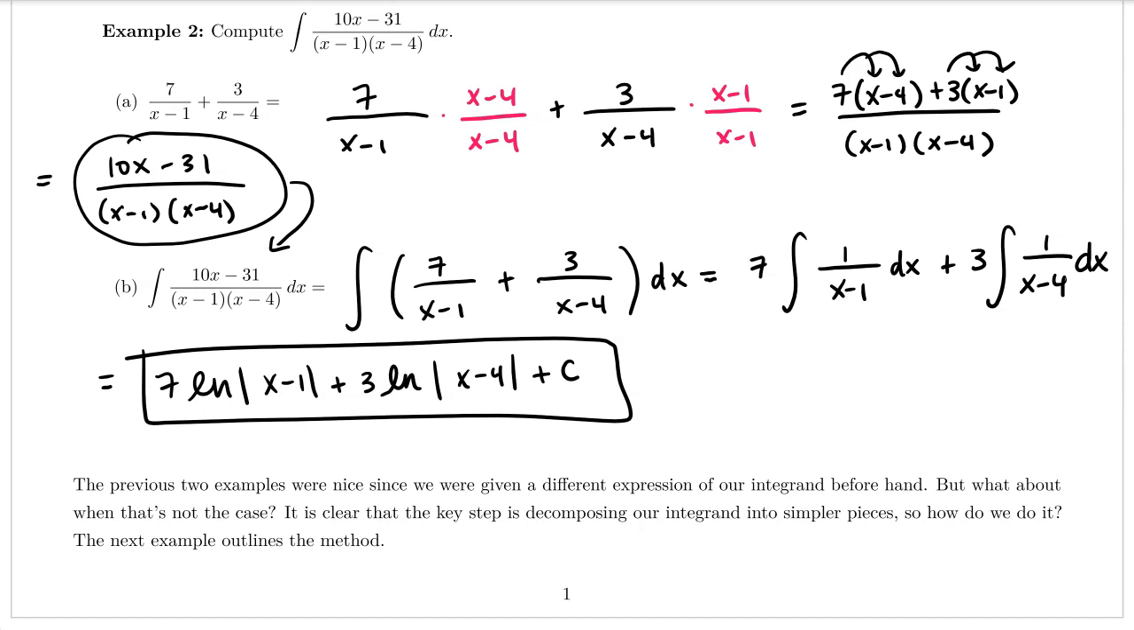The previous two examples were nice since we were given a different expression of our integrand beforehand. But what about when that's not the case and we're not given what our integrand breaks up into beforehand? It's clear that the key step is decomposing our integrand into simpler pieces. So how do we do it? The next example outlines this method.